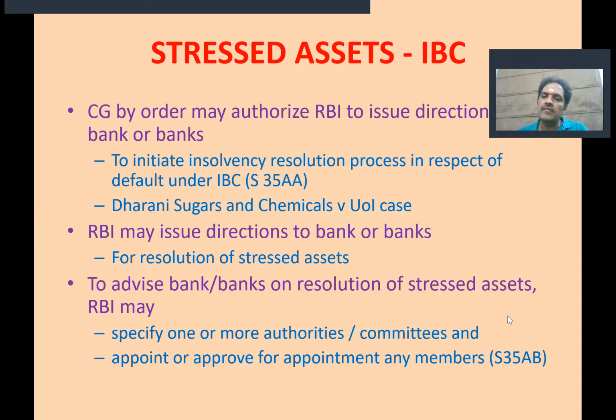The circular that it has issued cannot be a generalized circular. It has to be for specific cases. So the circular is beyond the power that is given to RBI. So they struck down that circular, and RBI issued fresh norms for dealing with stressed assets.